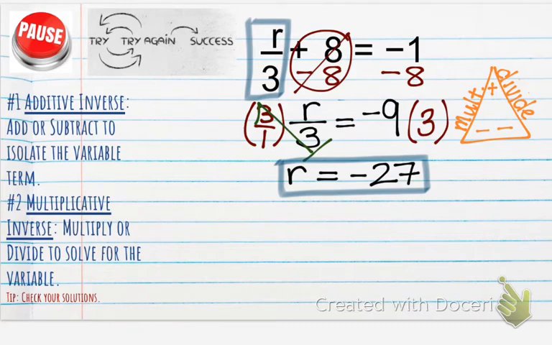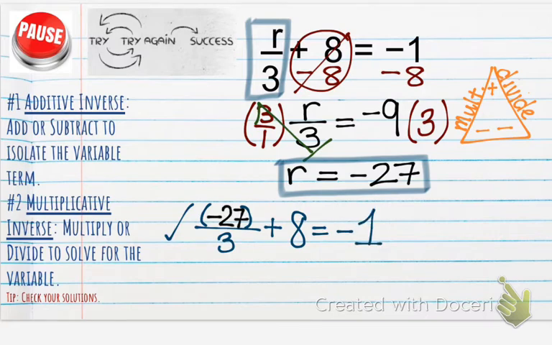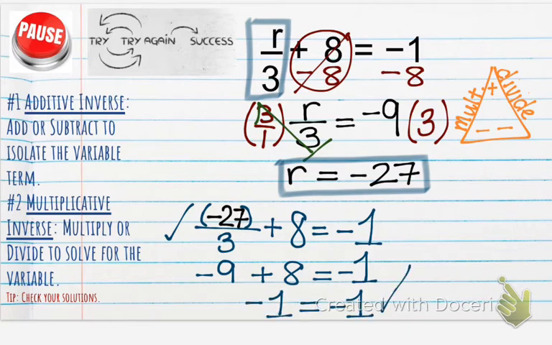Don't forget, check your solution. What's negative 27 divided by 3? Negative 9. And what's negative 9 plus 8? Negative 1. Because different signs, what do we do when we have different signs? We subtract and we keep the sign of the larger absolute value.